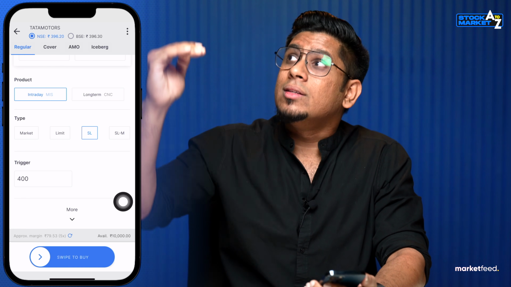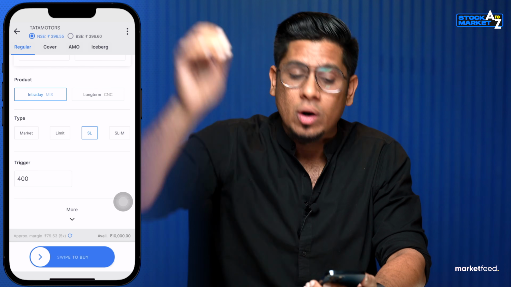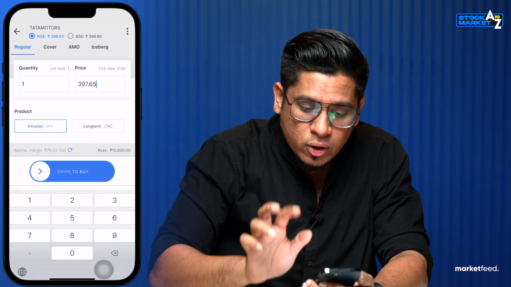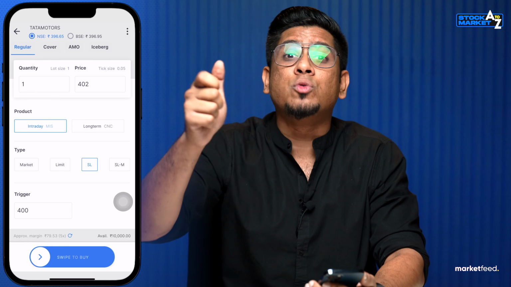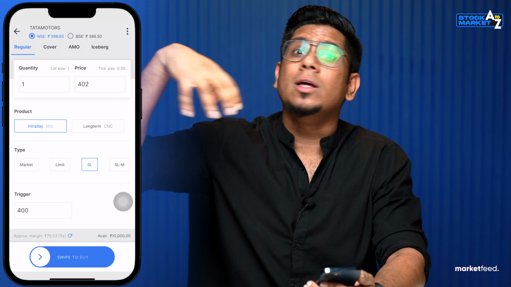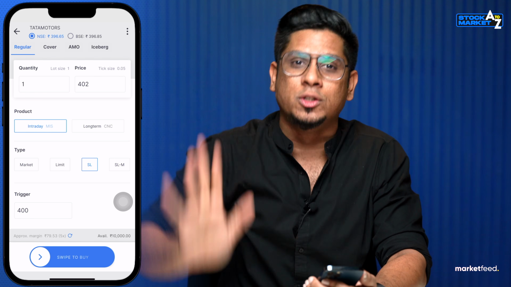That is, when the Tata Motors stock price reaches 400 only, the order will be triggered, and you have to type in a limit price also here, say 402. So the buying price would be limited to 402. Tata Motors wouldn't be bought at a price more than 402.